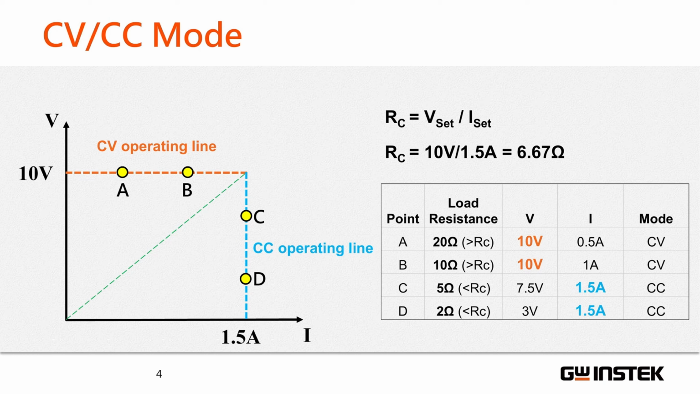For load resistances of 20 ohms and 10 ohms, they exceed the critical resistance value. As a result, the power supply operates in CV mode to maintain a constant voltage. The VI point remains on the orange line. On the other hand, for load resistances of 5 ohms and 2 ohms, they fall below the critical resistance value. Consequently, the power supply switches to CC mode to maintain a constant current. The VI point stays on the blue line.